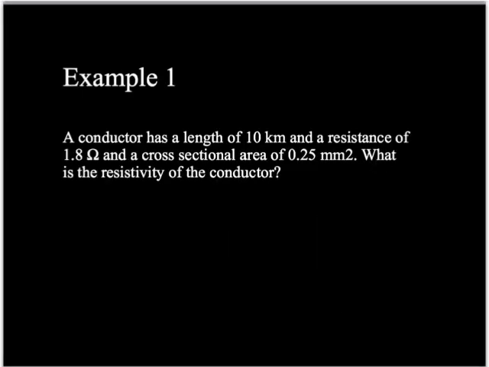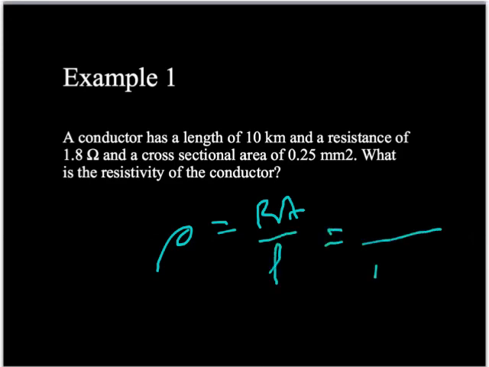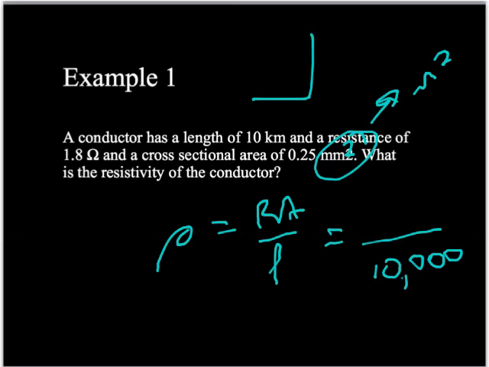So an example: a conductor has a length of 10 kilometers and a cross section of that was, find the resistivity of the conductor. So rho equals R A over L, and you just put the values in, remembering that the length is 10,000 meters. The cross-section area is 0.25 millimeters squared. Remember how big a millimeter is compared to a meter? We need to make this into meters squared. It's not just 1,000 difference. There's going to be 1,000 difference on each side of a square, so it's actually 1,000,000 difference.